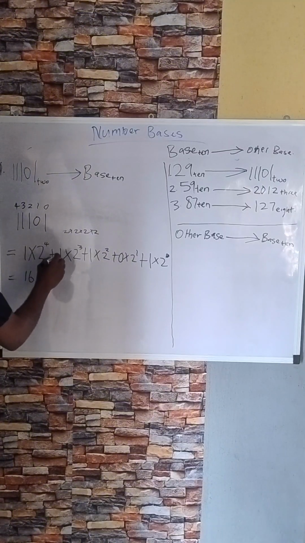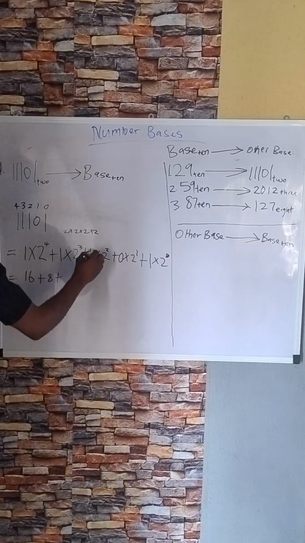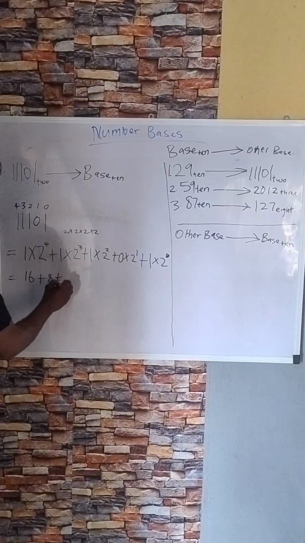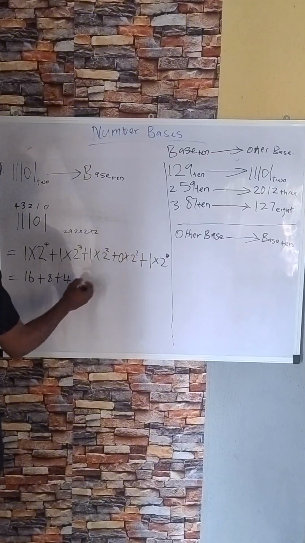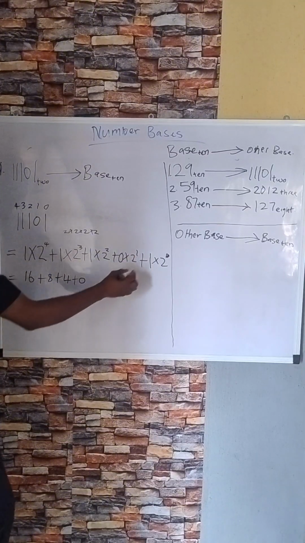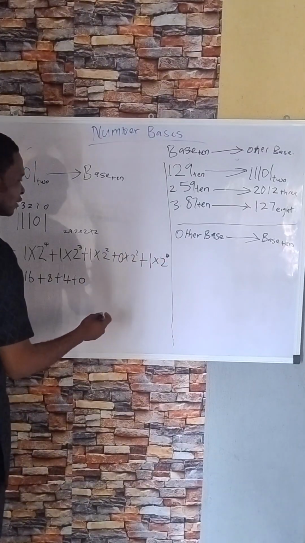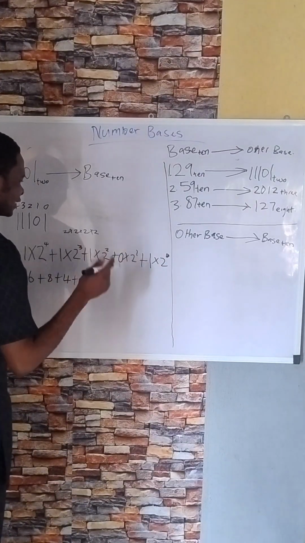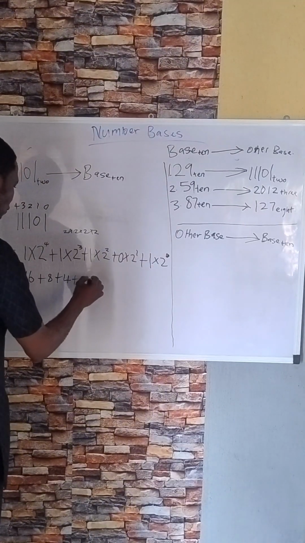Plus 1 times 8, which will give us 8. Plus 1 times 4, which will give us 4. 2 raised to power 1 is 2, and 0 times 2 is 0. So any number, no matter the number, be it 10 million or 1 million or any amount, raised to power 0 is equal to 1. So 1 times 1 is 1.